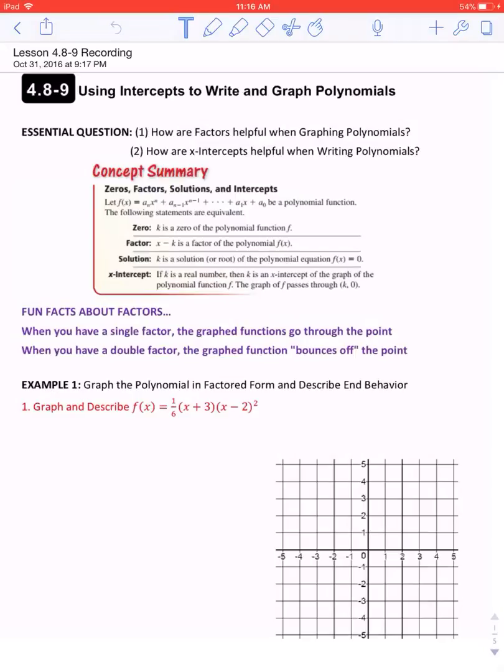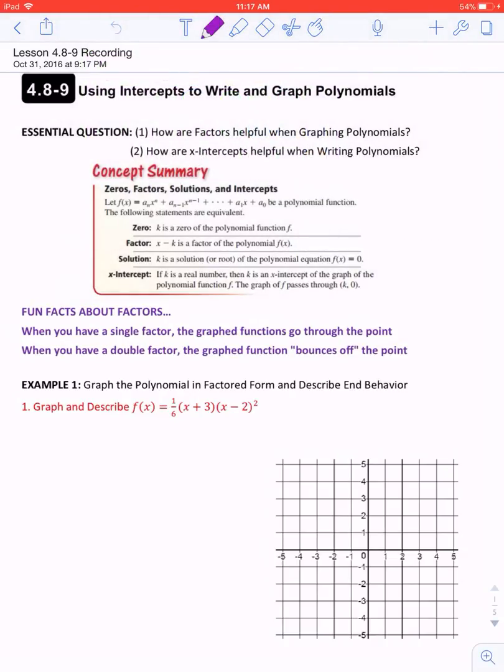So what are factors? What are zeros? What do they look like on graphs? How do you take them off of a graph? How do you graph a polynomial? And then how do you write it if you're given a picture of the graph? So we're going to go through those different things.